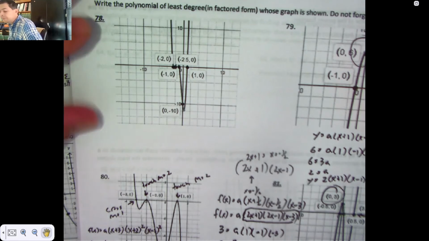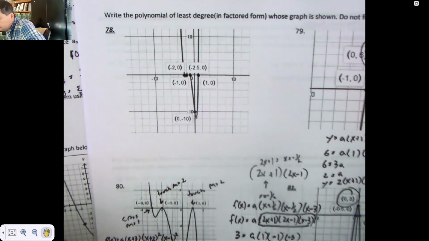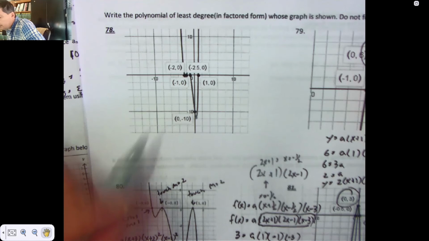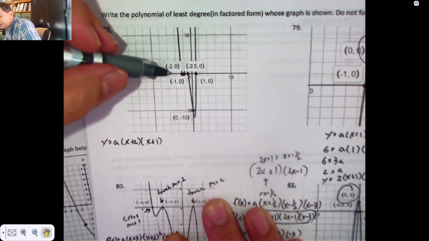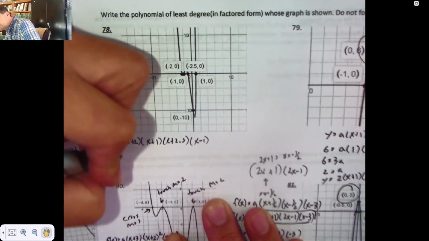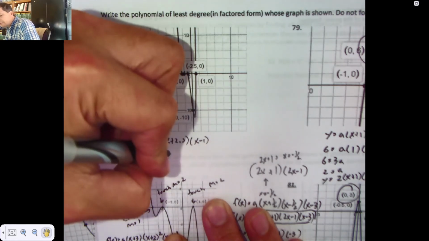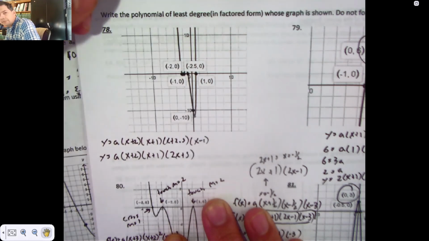Moving on to 78, and then I need to stop because I need to go make some copies. Boy, that's all mingled in there. Touch, touch, touch, touch. They're all touches. y is a times x plus 2 times x plus 1 because I'm changing signs. Here we have x minus 2.5, so x plus 2.5, which I'm going to clean up. Then we have x minus 1. This would be equivalent to 2x plus 5. Hope you see that.